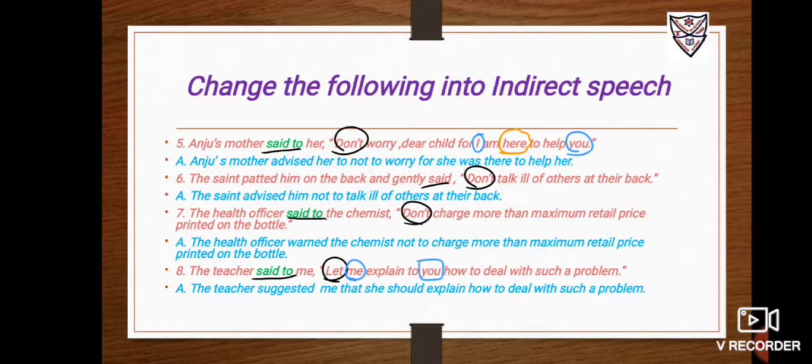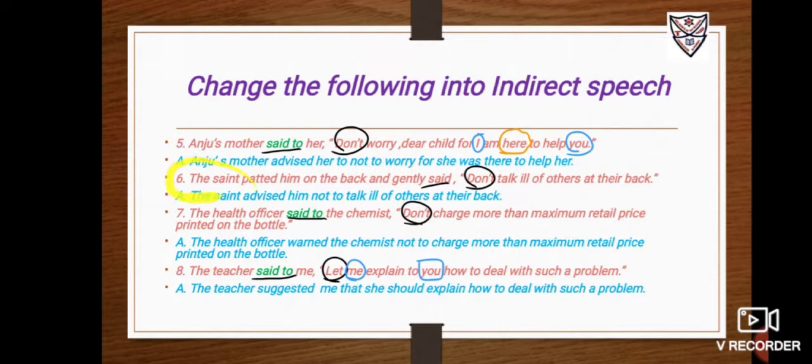Okay. Now number 6, the saint patted him on the back and gently said, "Don't talk ill of others at their back." So it is the saint said. Okay. So "said" is the reporting verb, so you have to underline this first. Then you have to go for the reported verb, that is don't. So it is do not.